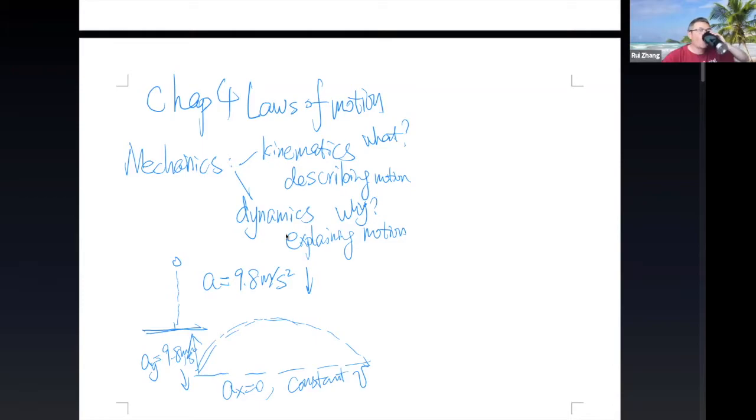So we want to find out the reasons for all these motions, the reasons for those kinematic quantities having certain given values, like 9.8 or 0 or whatever. That's the key problem we're trying to answer. Now the key person that answers those questions for us is called Newton.